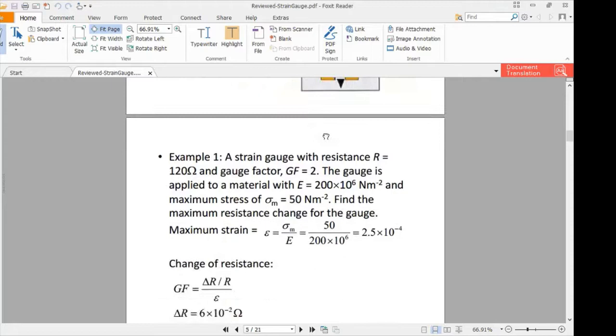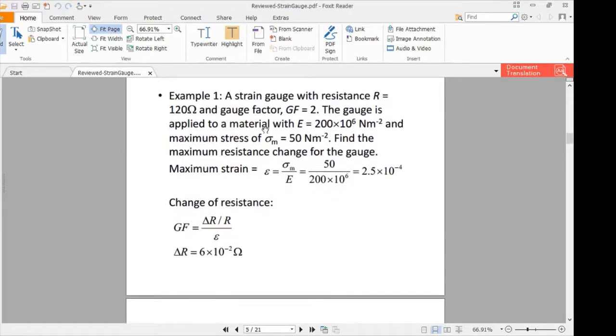So a very simple example on the strain gauge. A strain gauge has, let's say, a resistance of R equals 120 ohm initially, unstrained, and the gauge factor of the strain gauge is equal to 2. The gauge is applied to a material with a Young's modulus equal to 200 megapascal, and the maximum stress experienced by the structure is equal to 50 pascal. You are asked to find the maximum resistance change of the gauge.